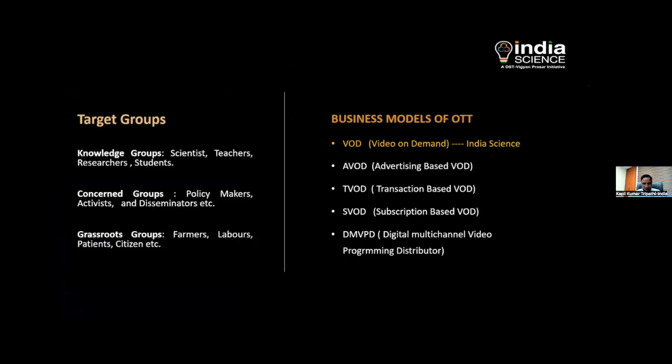Our target group is divided into 3 groups. We are producing content for scientists, teachers, researchers, and students. Similarly, we are producing content for policymakers, activists, and disseminators. And we are also creating content for our grassroots group. This channel is absolutely free. Any person can download the app and get the content. Our content is very popular among students, college-going students, teachers, and policymakers.